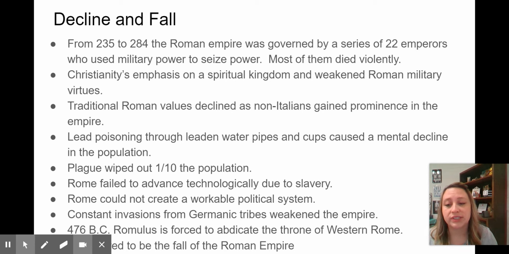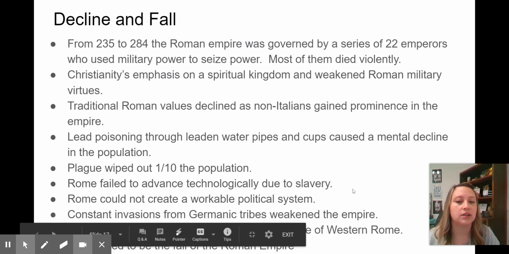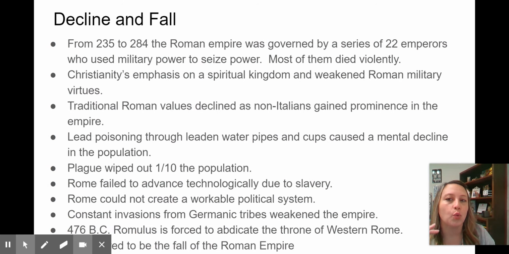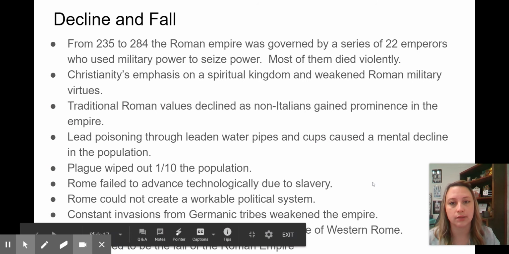So in 476, Romulus is forced to abdicate the throne of Western Rome. And so that marks the end of the Western Empire. So the Western Empire is just the Roman part of the Roman Empire. Okay, that's just one half. In the Eastern part, closer to the Asian side of things, closer to the Eastern European side of things, you have the Byzantine Empire, and that continues on. So the Western part falls, but the Eastern part continues on. Keep that in mind because we'll talk about the Eastern part.